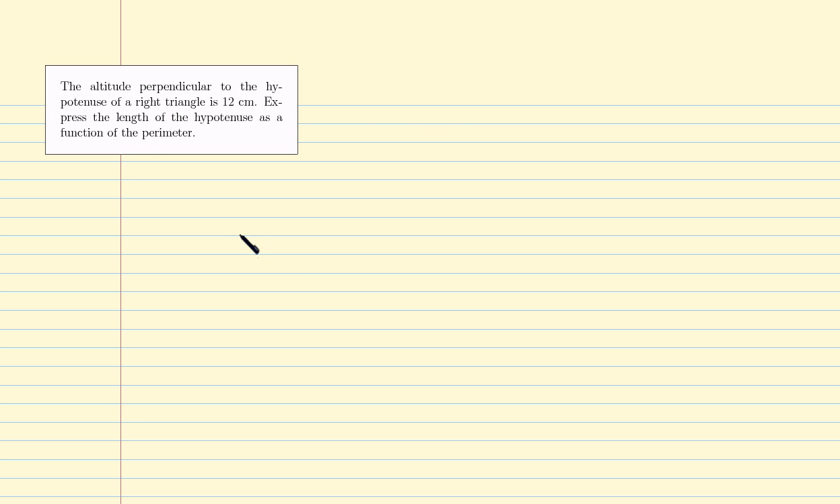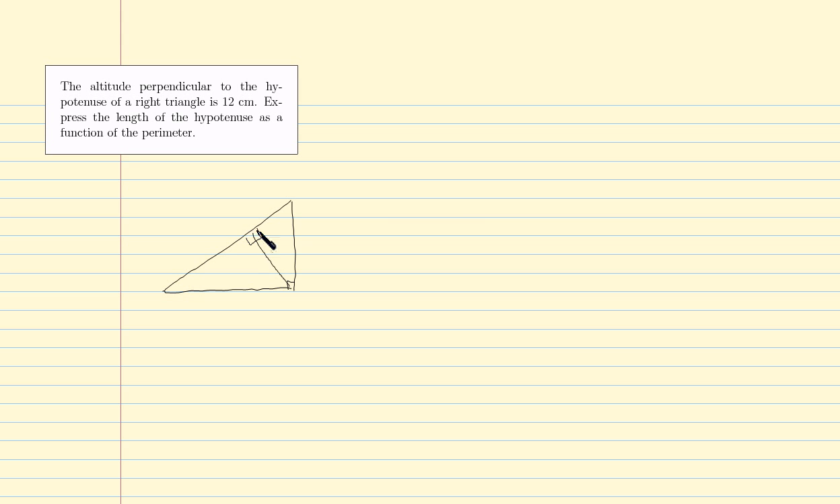Okay, in this one, we're given the altitude perpendicular to the hypotenuse of a right triangle is 12 centimeters. All right, so let's draw that in. Here's a right triangle. And we have the altitude perpendicular to the hypotenuse. So that would be this segment right here.